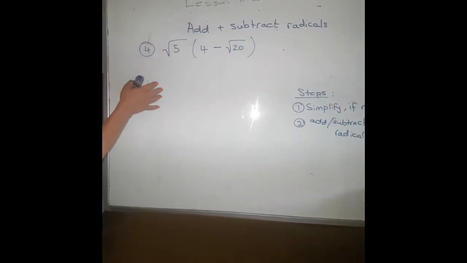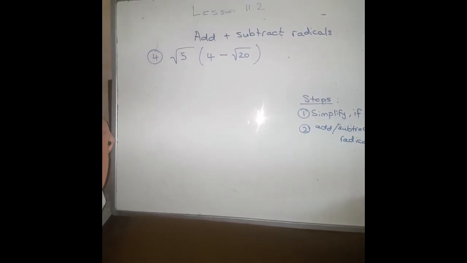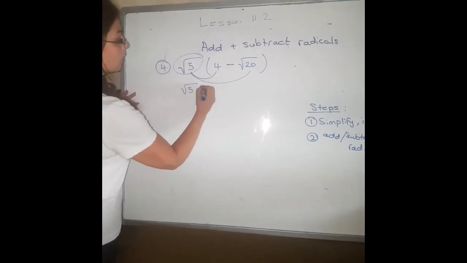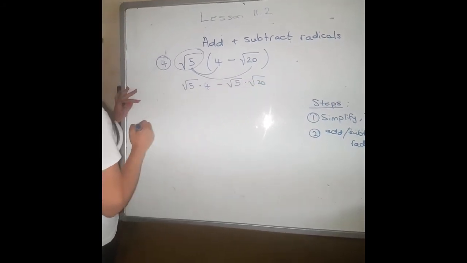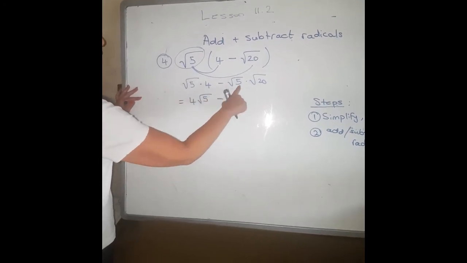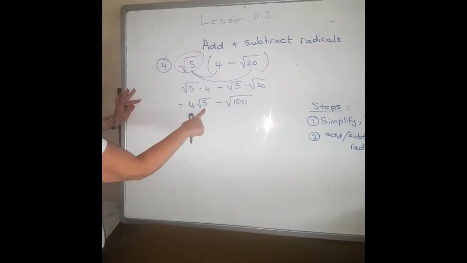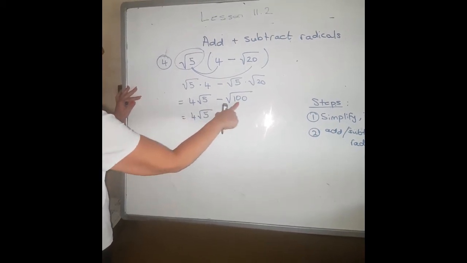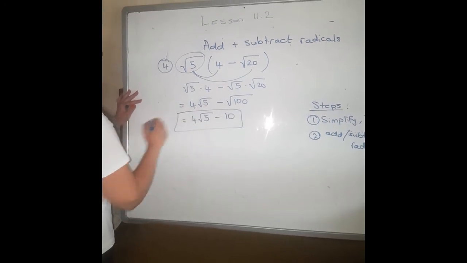In adding and subtracting, I have distributing. First I distribute, then I add or subtract. So it's radical 5 times 4 minus radical 5 times radical 20. 4 times a radical 5 is a 4 radical 5 minus radical 5 times radical 20 is a radical 100. Can I simplify radical 5? I can't. So my answer is 4 radical 5. Radical 100 is actually 10, minus 10. And this is my final answer.